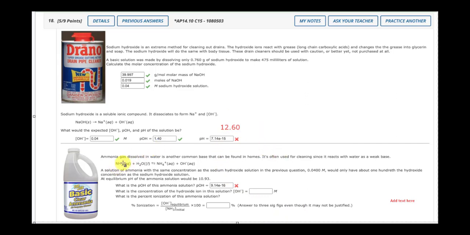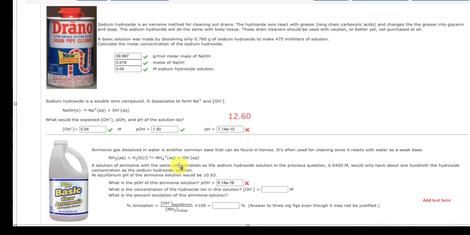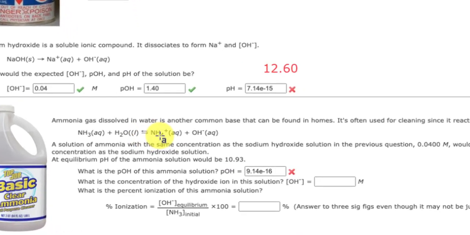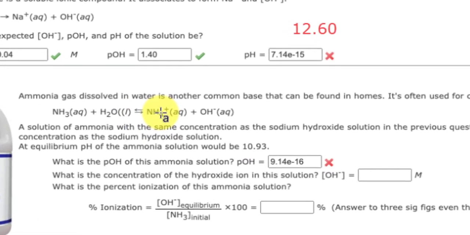Now we're dealing with ammonia, which is a weak base. We've got an equilibrium arrow here, which indicates that it doesn't completely convert, as opposed to the arrow indicating a 100% reaction. And in this case, it's not 100%. In fact, it's not nearly that amount.